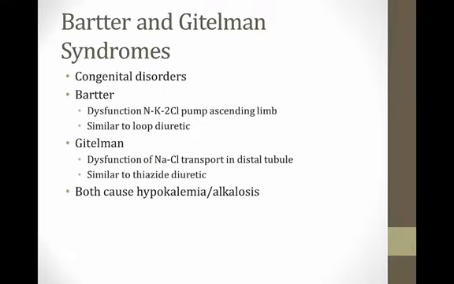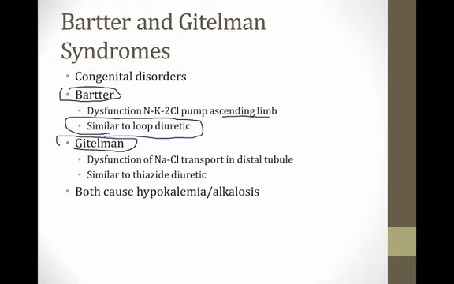There are two very rare congenital disorders called Bartter and Gitelman syndromes that look just like patients on diuretics. So in Bartter syndrome, children have dysfunction of the sodium-potassium-2-chloride pump in the ascending limb, and they get the same physiology as patients on loop diuretics, so they can develop a metabolic alkalosis. Children born with Gitelman syndrome have dysfunction of the sodium chloride transport in the distal tubule, so they behave just like patients on a thiazide diuretic. So both of these disorders can cause hypokalemia and a metabolic alkalosis. These are very rare, and if you see it in a board question, it's going to be a child who has physiology similar to an adult who's taking one of these two diuretics.